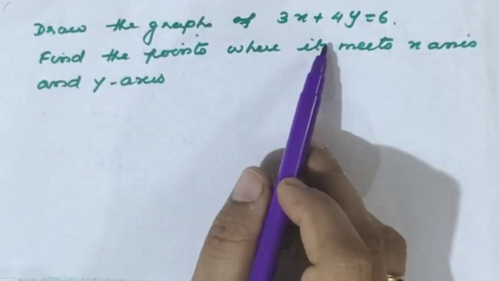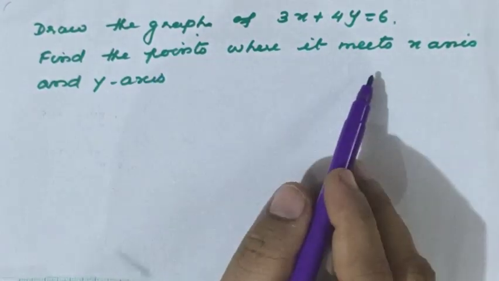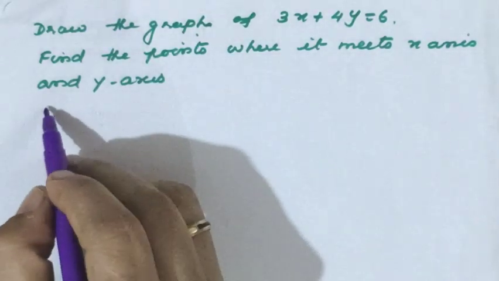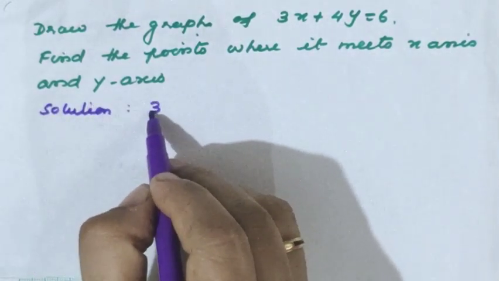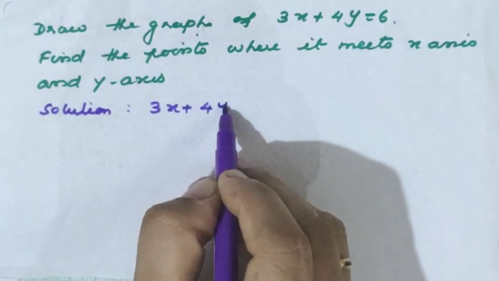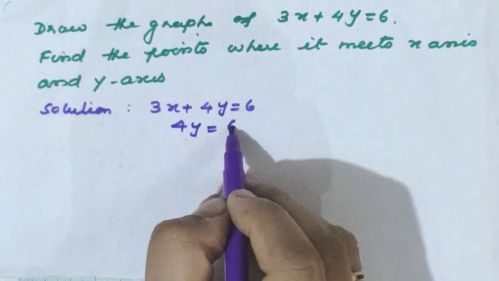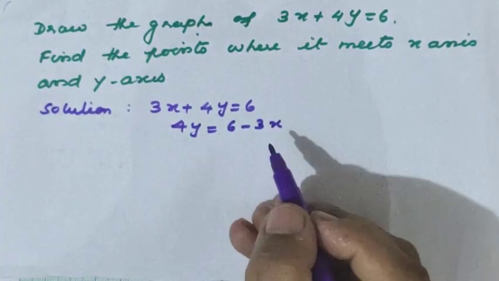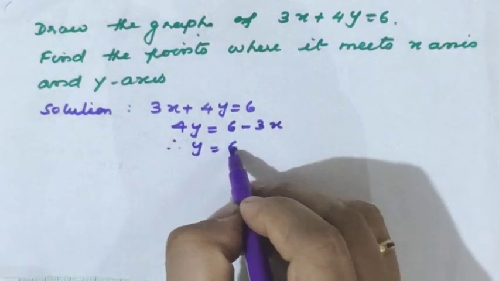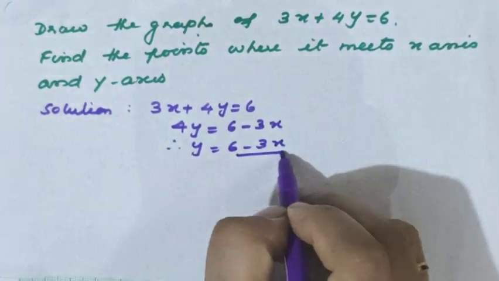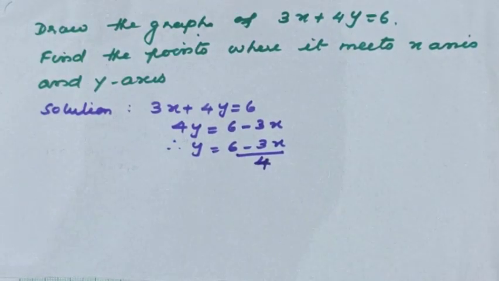Draw the graph of 3x plus 4y equal to 6. Find the points where it meets the x-axis and y-axis. So solution: 3x plus 4y equal to 6. So 4y equal to 6 minus 3x, right? Therefore y equal to (6 minus 3x) by 4. Now it is not like the last question, because it is not that simple.